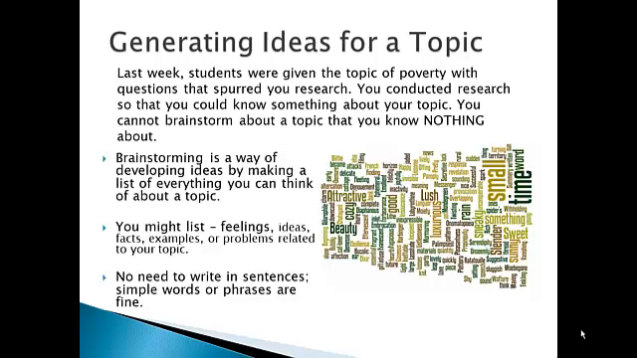brainstorm. Brainstorming is a way of developing ideas by making a list of everything you can think of about a topic. These ideas might be feelings, facts, examples, problems related to your topic. And honestly, they're usually just simple words, phrases, key information pieces. As you can see in this illustration, you have all these words just kind of jumbled everywhere. But this information here is very similar to brainstorming.